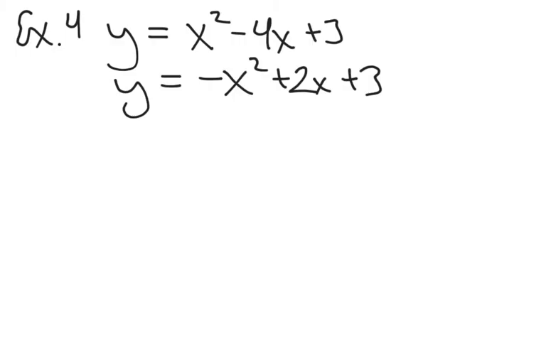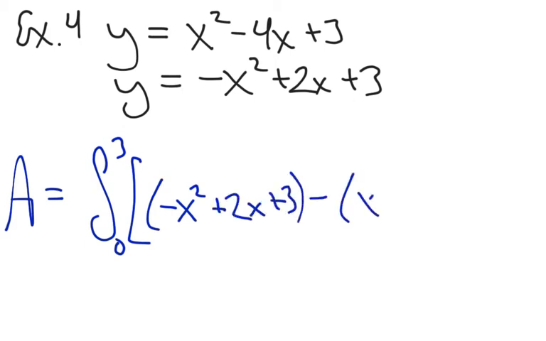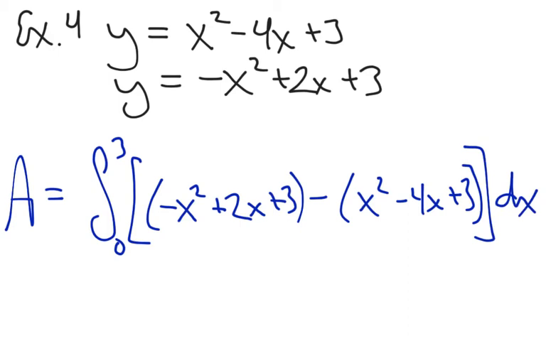And so we'll take our area to be the definite integral from 0 to 3 of the top, which is, as we said, the negative parabola here, the one that's opening downward, minus the bottom, the one that's opening upward. Don't forget your dx. I know a lot of you probably are.